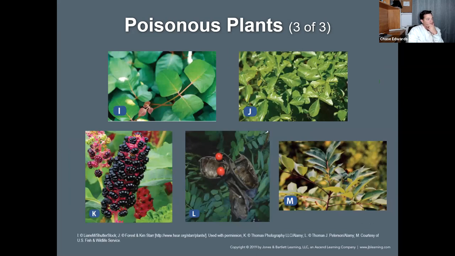All right, there are some more poisonous plants. I is going to be your poison ivy. J is your poison oak. Leaves of three, let them be. K is pokeweed, or pokeyweed. We see that all the time, because you'd smash it on somebody's clothes and it leaves a stain. You've got rosary pea, and then poison sumac right there. All right, that is the end of that.